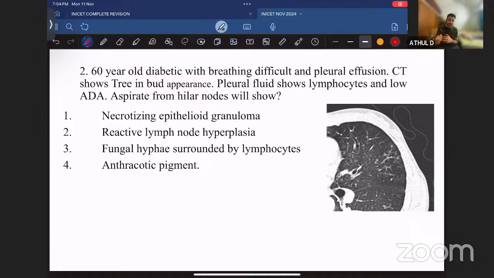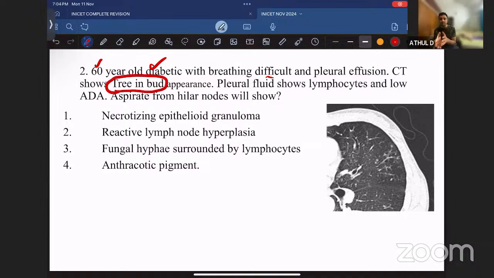Topics are important. Another very important thing, usually radiology questions will be associated with images, but I heard this question was not associated with any image. The history was a 60-year-old diabetic patient with breathing difficulties. And in the question, they mentioned tree in bud appearance. CT showed tree in bud appearance.